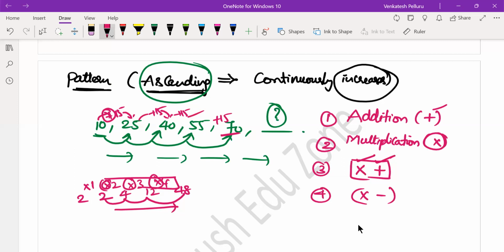So to result in an ascending number series, if you want to write a question of ascending number series, then only these four possibilities are there. You have to get the answer from one of these four possibilities. So this is the fundamental concept that you have to know.